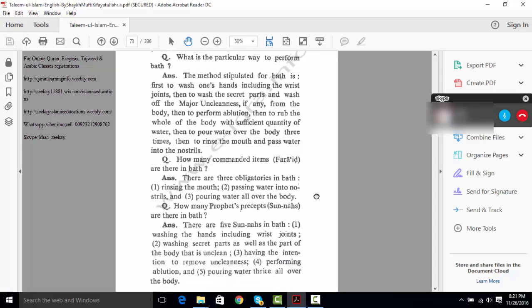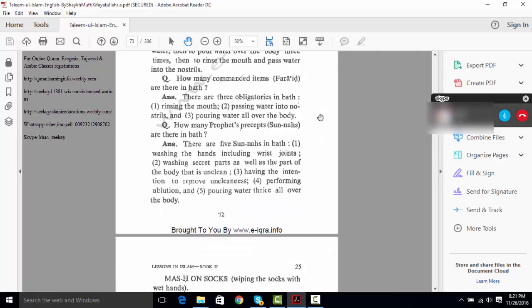Now, how many commanded items are there in bath? Answer: there are three obligatories in bath. Number one, rinsing the mouth. Number two, passing water into nostrils. And number three, pouring water all over the body at least one time. Understand? So these are the commanded items. If you lose any one of them, your bath will not be considered as valid.